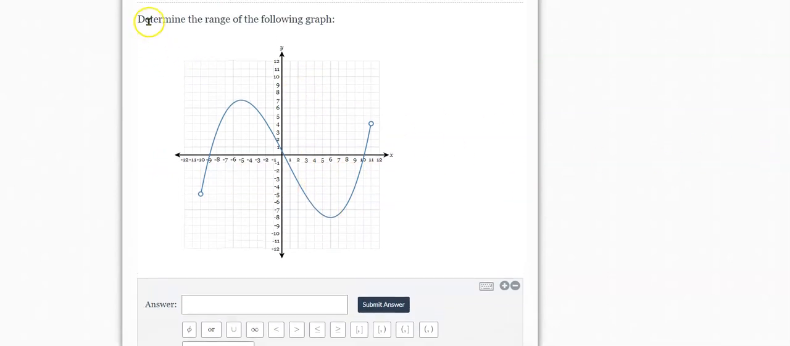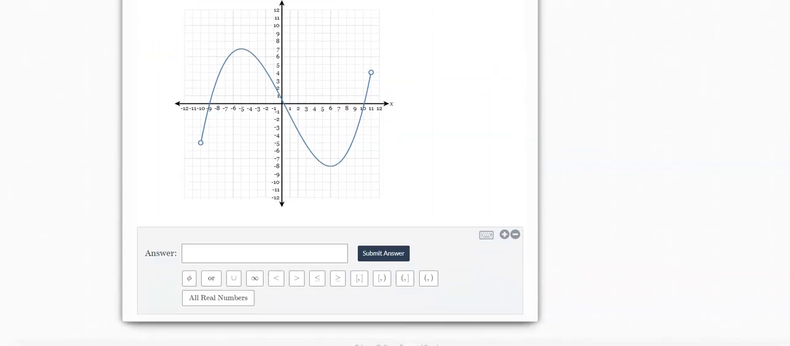So when we look here at the question, it says to determine the range. Now, you have two choices on how you'd like to answer the question. You can use inequality notation, or you can use interval notation. With the inequality notation, you'll use two of these symbols with an x or a y in the middle. And with interval notation, you'll simply use the least value and the greatest value.